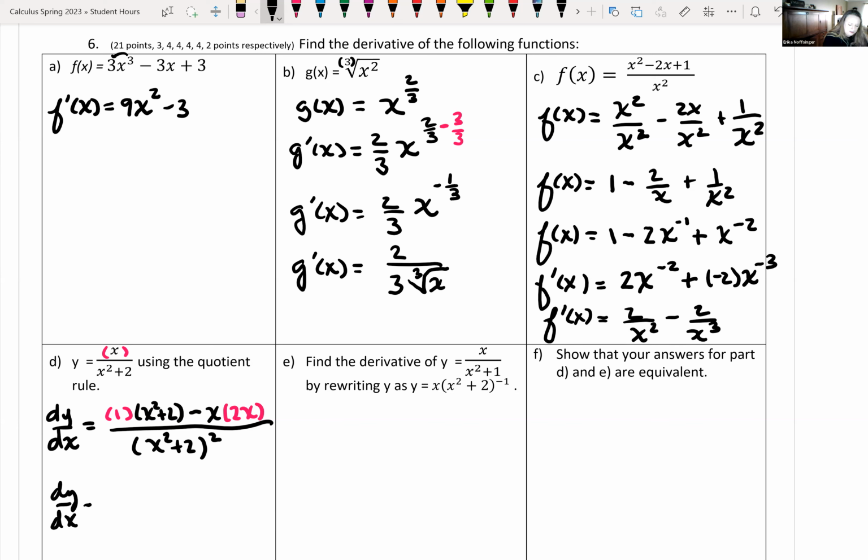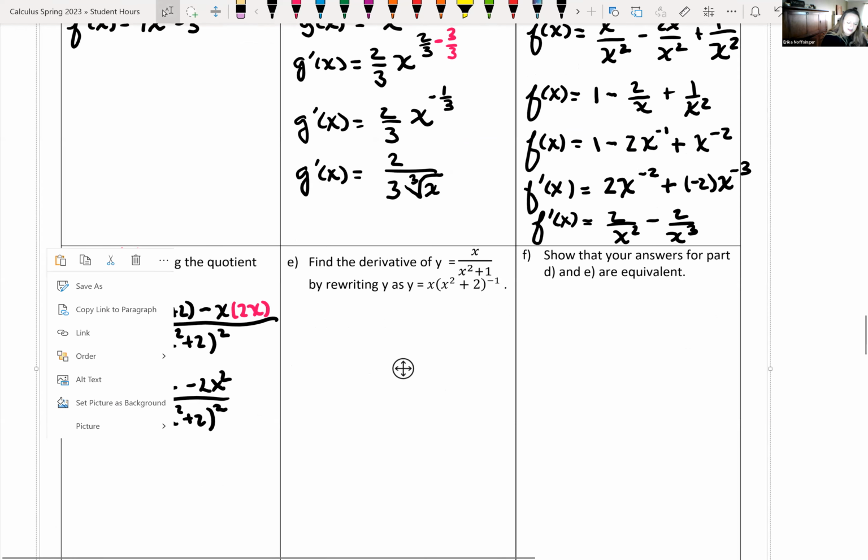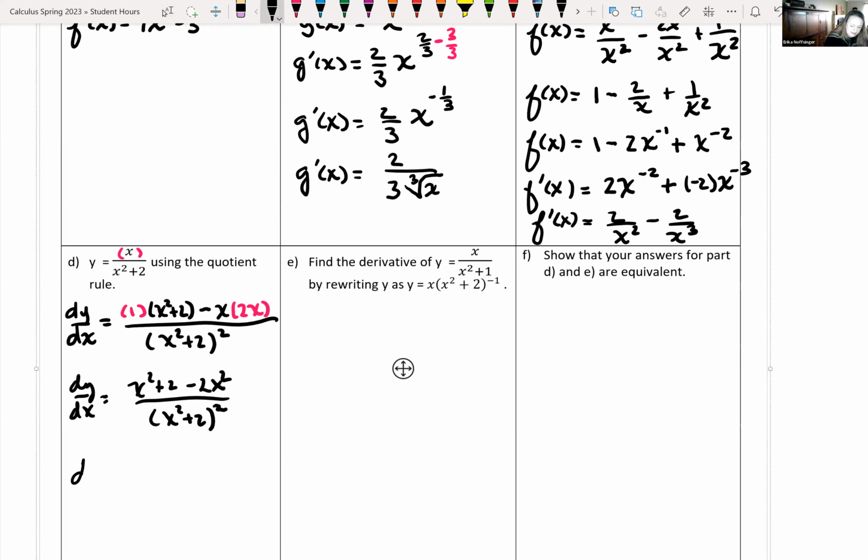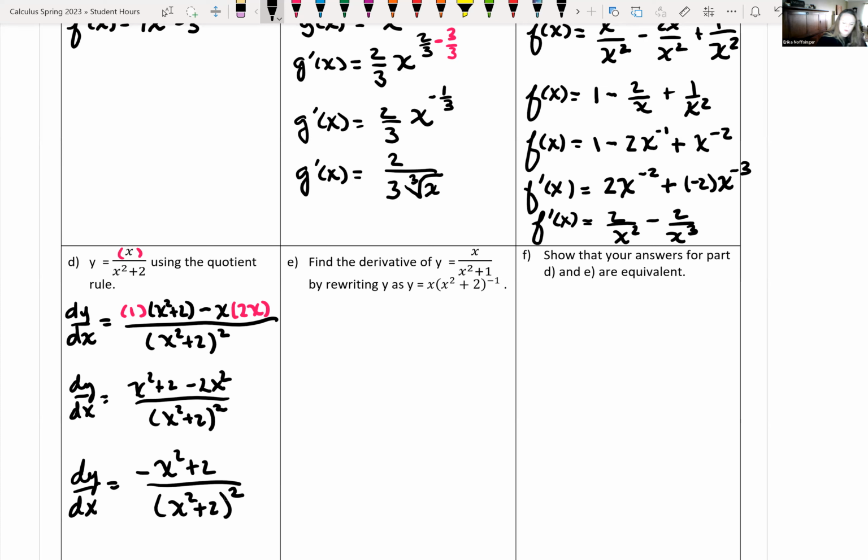You might want to clean it up a little. This is x squared plus 2. A negative x times 2x is a minus 2x squared, all over x squared plus 2, and that x squared plus 2 is quantity squared. I can simplify by combining like terms in that numerator. I have x squared minus 2x squared, so that's a negative x squared plus 2, all over the quantity x squared plus 2. That quantity is squared.